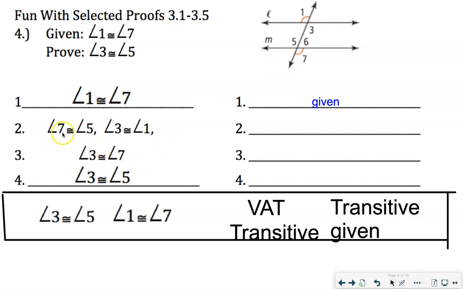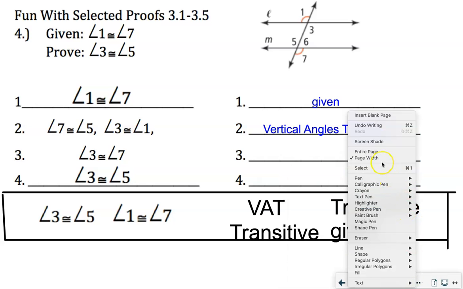So here's what they told us in the next step. 7 and 5 are congruent. If you look at the picture, there's 7 and 5. Here's 3 and 1 that are also congruent. Both of those are examples of vertical angles. Now they're going to go with angles 3 and 7 being congruent.